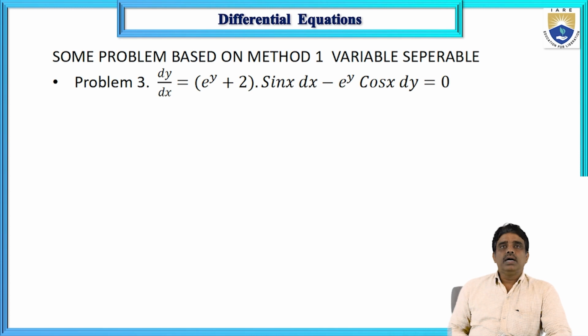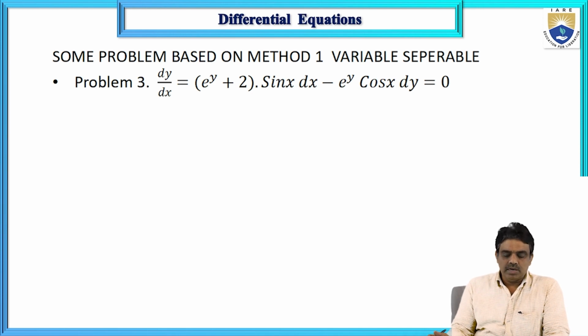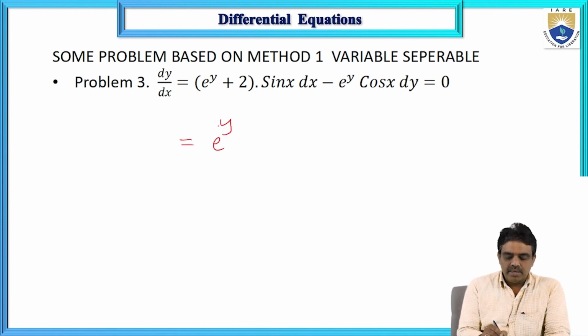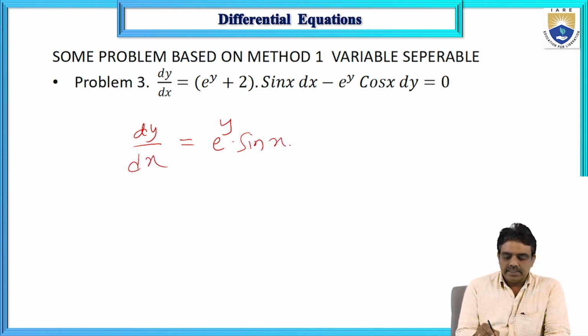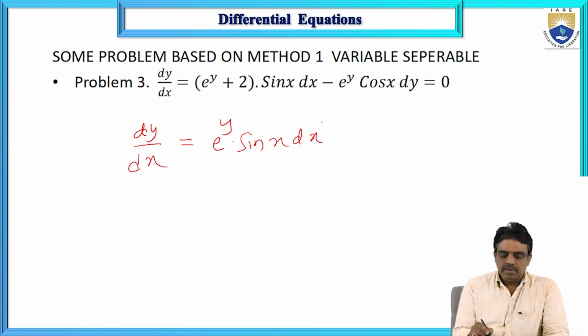And we do another problem based on the variable separable form. So here also we can separate the variables. How can I do this? First write the given equation: dy by dx is equal to e power y sin x dx plus 2 sin x dx minus e power y cos x dy.